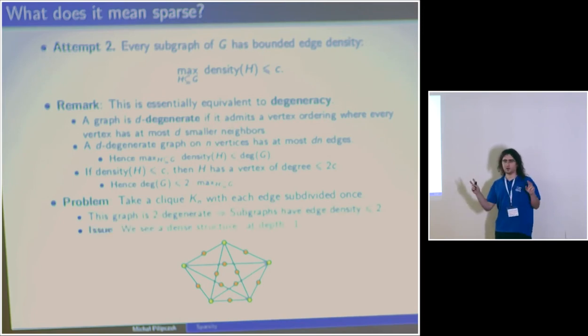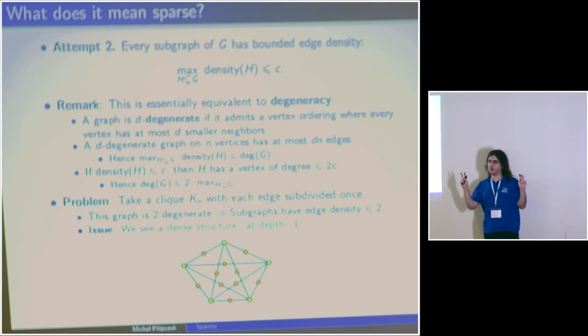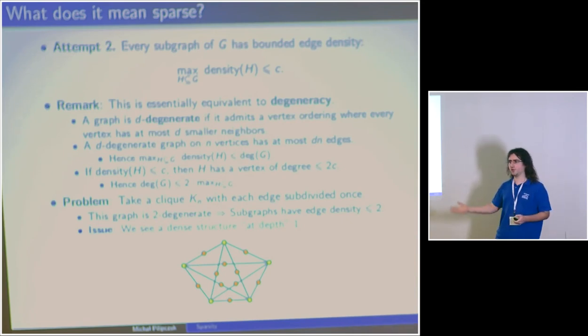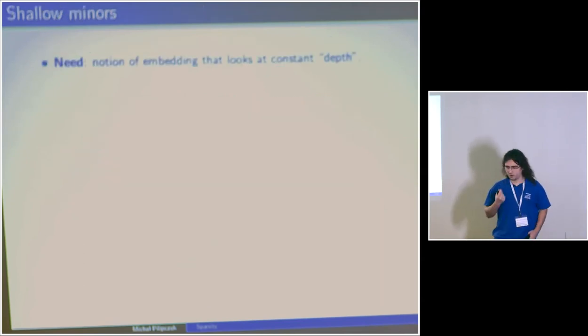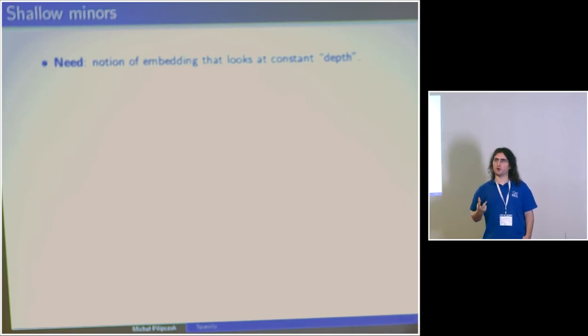Why? Because the issue is that at depth 1, which will become clearer later on what it really means, at depth 1 we see a dense substructure. Yeah? Because if we contracted these subdividing vertices, we would see a clique that is dense. Yes? So now we would like to define a notion of sparsity for graphs that would capture the intuition that this graph should be dense. Yeah? Good. Okay.